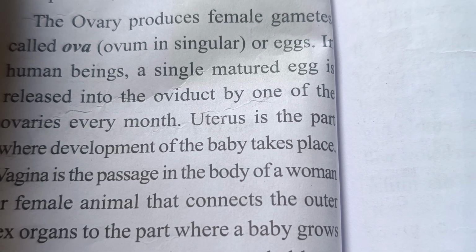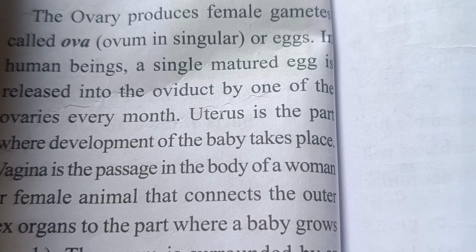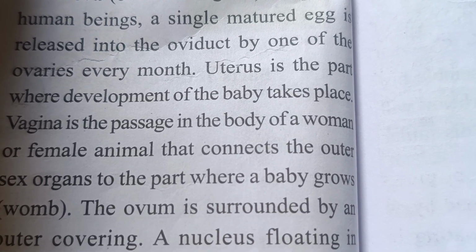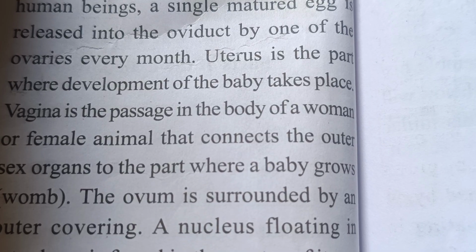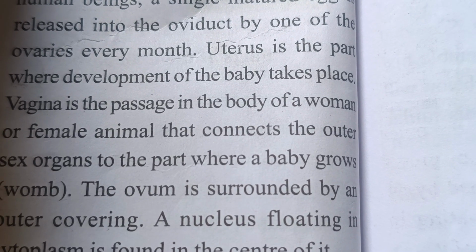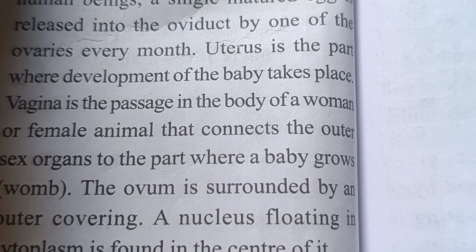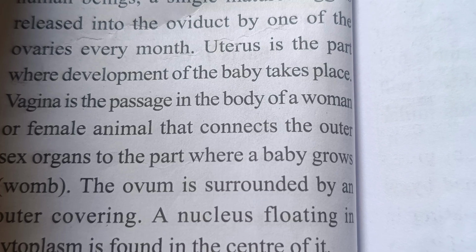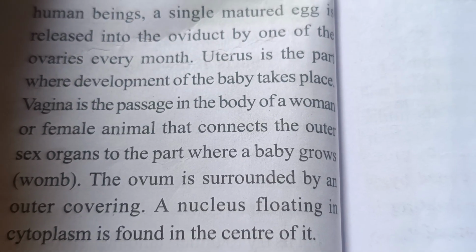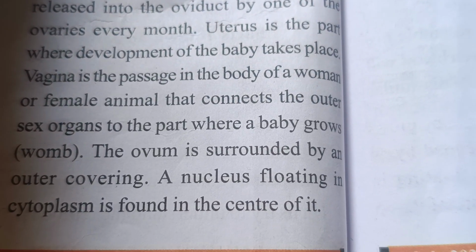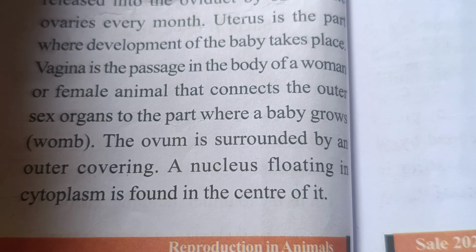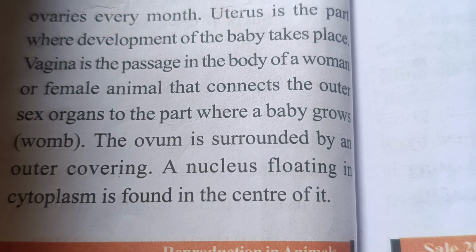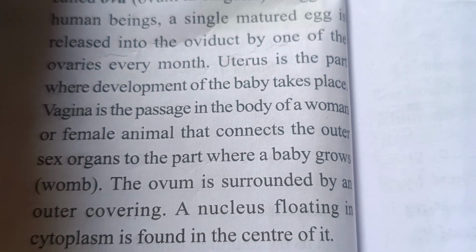Uterus is the part where development of the baby takes place. Vagina is the passage in the body of the woman or female animal that connects the outer sex organs to the part where the baby grows, the womb. The ovum is surrounded by an outer covering. A nucleus floating in a cytoplasm is found in the center of it.